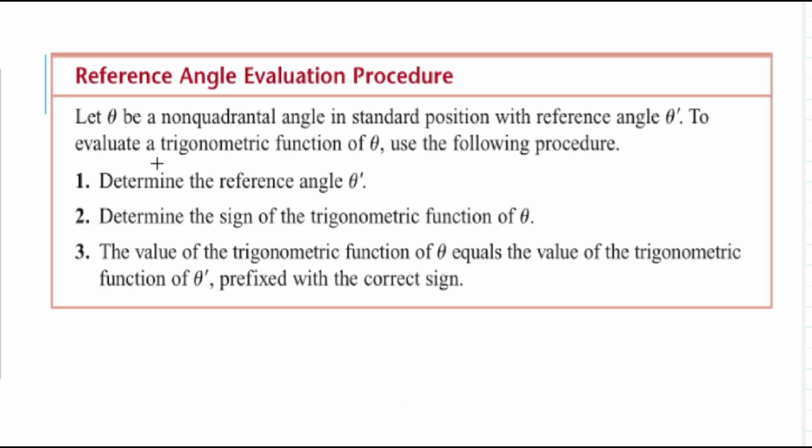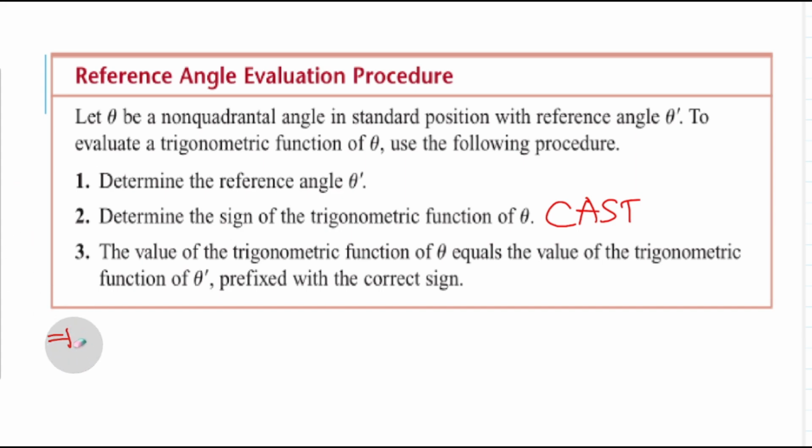And this is the summary of the steps for finding the angles between 0 degrees and 360 degrees. The first thing you do is determine the reference angle, which is always the acute angle. You are not expected to use a calculator, so you are expected to find the acute angle first. Then when you get the acute angle, you determine the sign of the trigonometric function using CAST. You don't need to find the ratio for it, you just apply CAST. And then third, the value of the trigonometric function of theta equals the value of the trigonometric function of theta prime prefixed with the correct sign. So it follows like that.